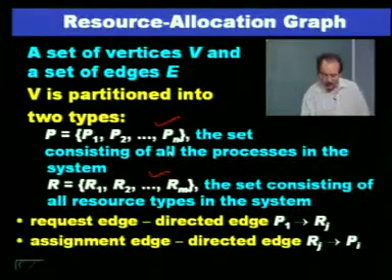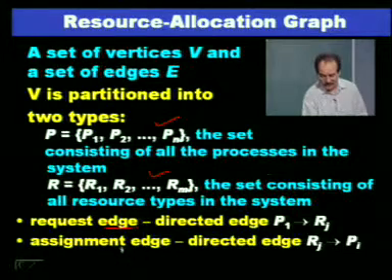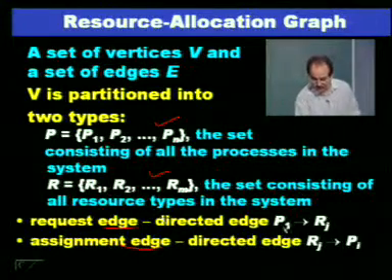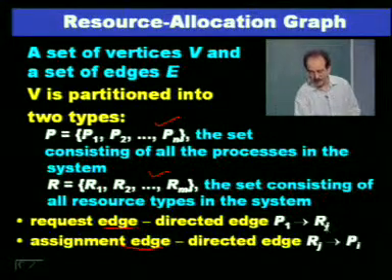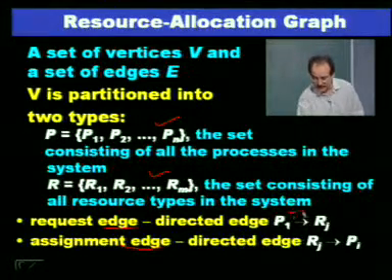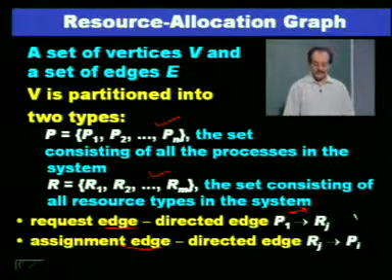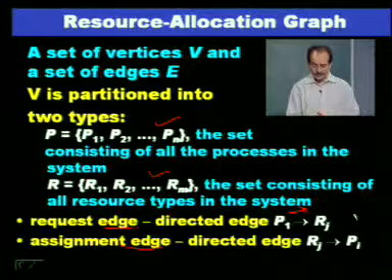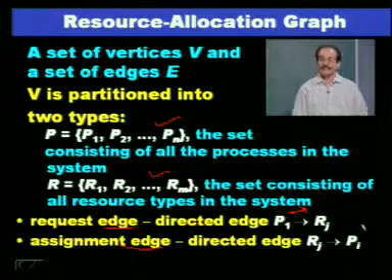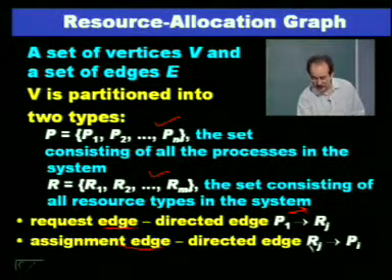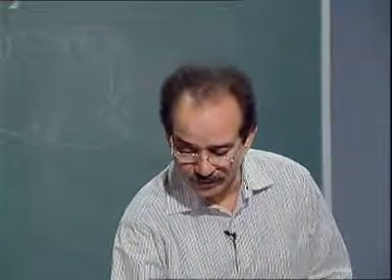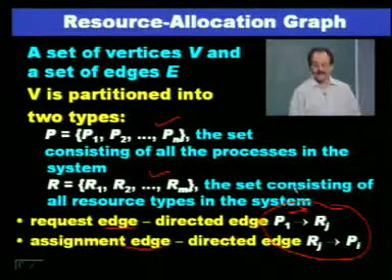Now, there are two types of edges. One is the request edge, another is the assignment edge. What do we mean by request edge? If the direction is from P1 to Rj, where Rj is the resource and P1 is the process, then we say P1 is requesting a resource Rj. And for assignment edges, there is a directed edge from Rj to Pi, that is, the resource Rj has been allocated to the process Pi. I think this must become very clear once you draw this sort of resource allocation graph.